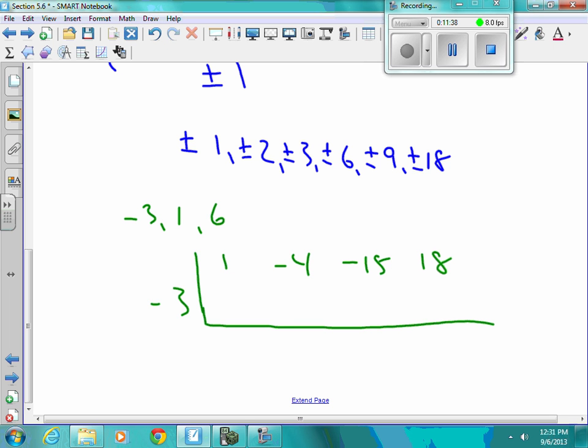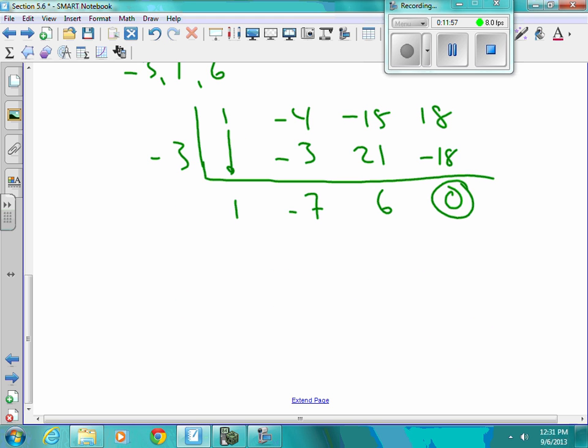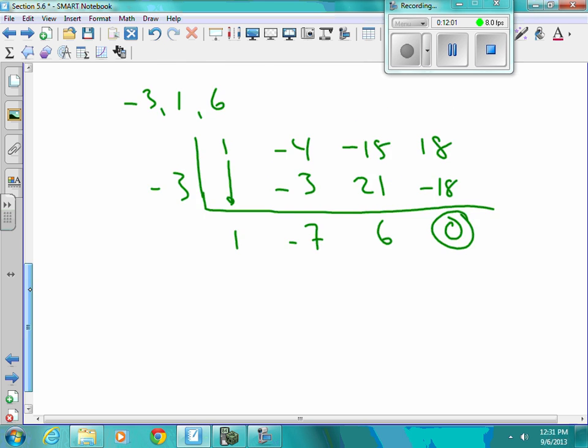Bring the 1 down. 1 times negative 3 is negative 3. Negative 4, negative 3 is negative 7. Negative 7 times negative 3 is 21. 21 plus negative 15 is 6. 6 times negative 3 is negative 18. And that 0, that's our remainder. That's good. If you get a remainder of 0, that proves that negative 3 is a 0.